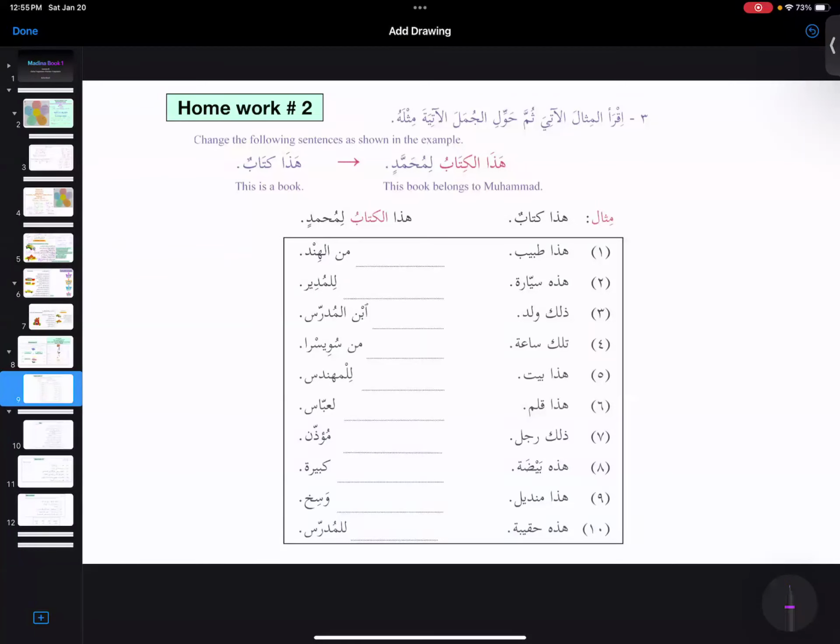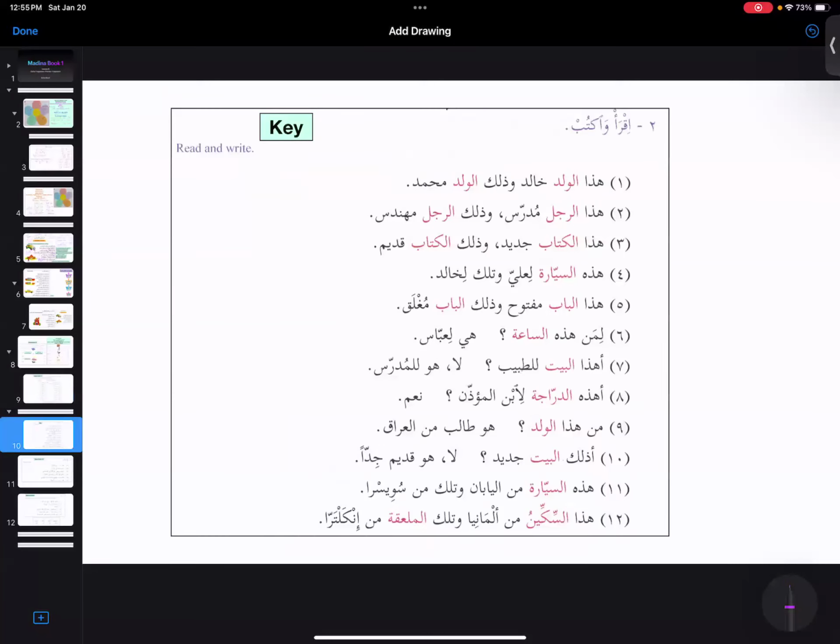Homework number two is again basically the same thing. And this is the key, but you are not going to look at it until you try your best. And over here, you are going to give them haraka. Hadha walad, and then Khalidun, wa dhalika walad Muhammadun. So you are going to give all these harakas.